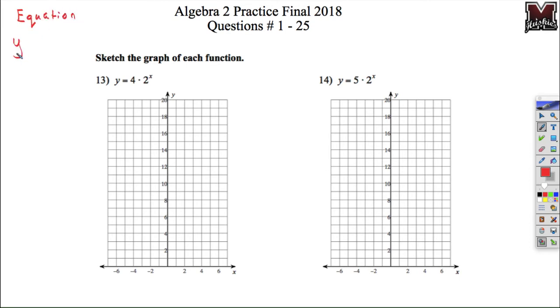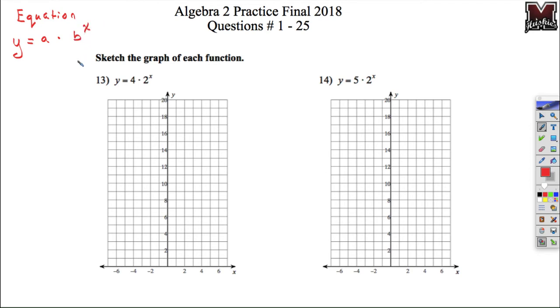If I have y equals, and let's just keep it general, we'll say some number. So I'm going to put, let's just say a, and then times another number. We'll just do b. And this b is attached to the power of x.